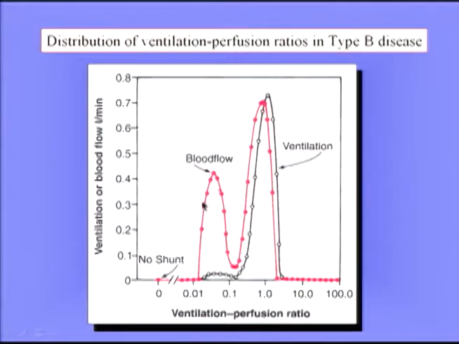Incidentally, notice that in spite of this very severe disease, there's no shunt, no blood flow to unventilated alveoli. That was a big surprise to us when we first found that. It's not always the case that there's no shunt, but there always is relatively little shunt in these patients. And I think it probably has to do with collateral ventilation, which is allowing some ventilation to these alveoli, but not through the usual channels.